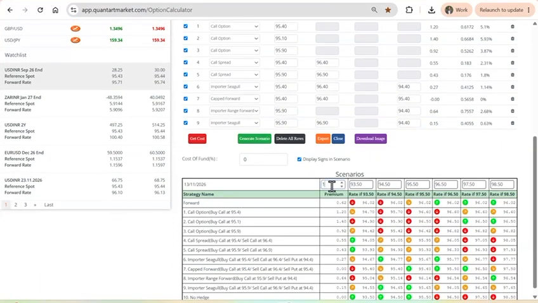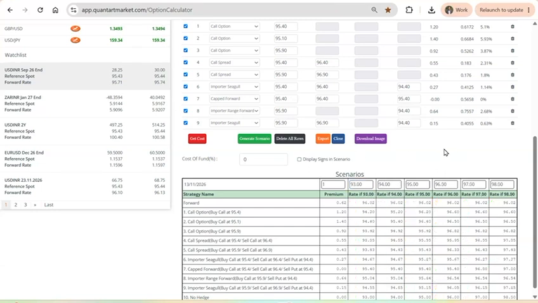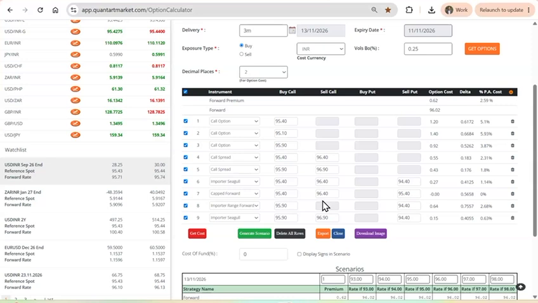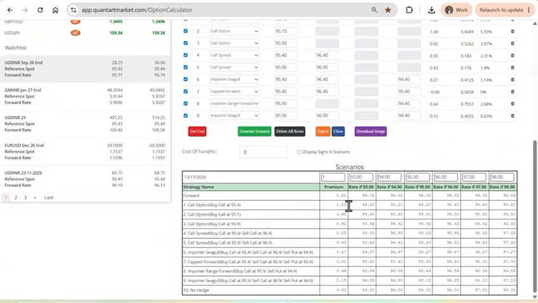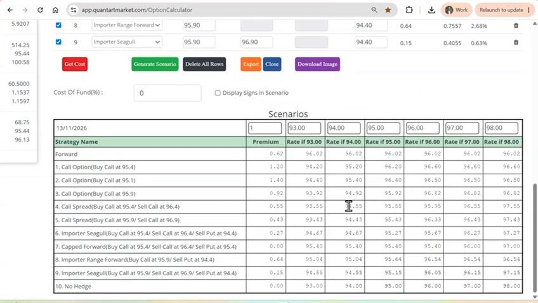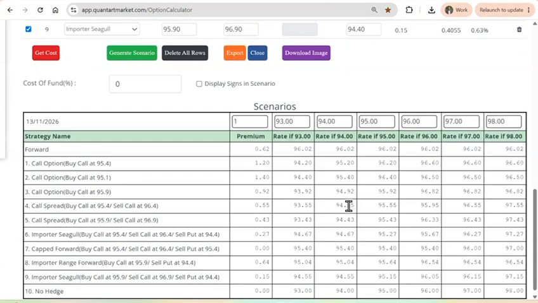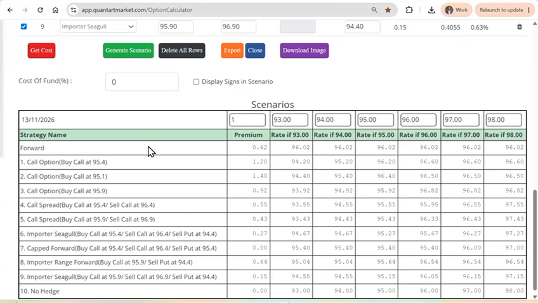And for scenario analysis we will take a gap from 93 to 98. Rupee at 93, 94, 95, 96, 97, 98 at different levels. What will happen? So what is the first strategy? If we look at the scenario table, I hope it is clearly visible now, right? For 3 months, what is the first strategy? You can book a forward contract. You have to pay 62 paisa premium and your rate will be 96.02, right?